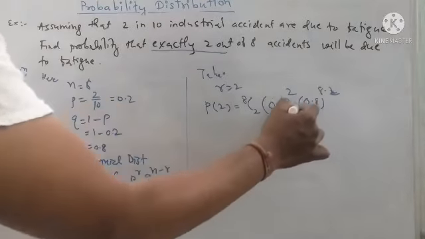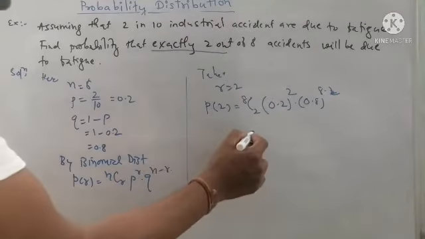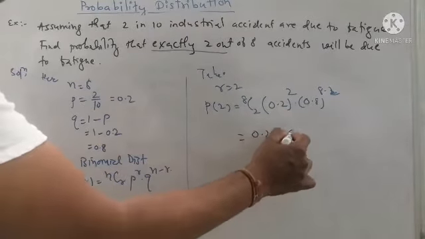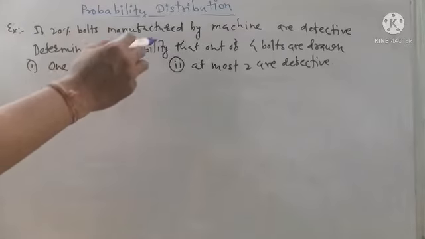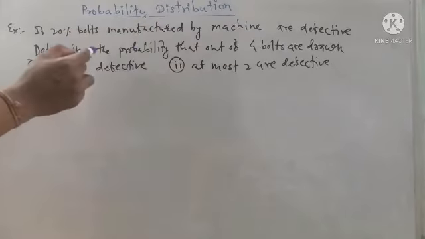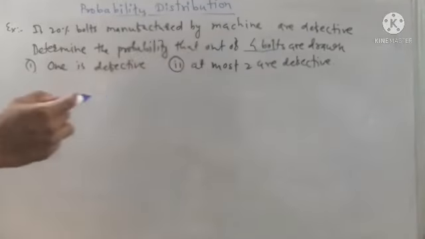By using a calculator we have to evaluate this value, and the value will be 0.2936, which is our answer. If 20% of bolts manufactured by a machine are defective, determine the probability that out of 4 bolts drawn.